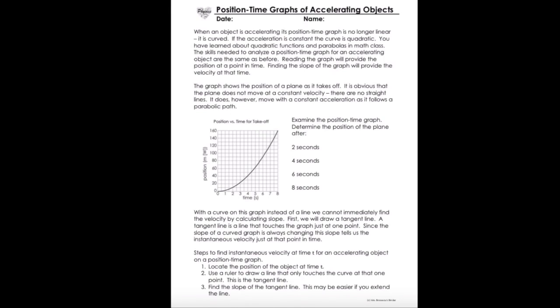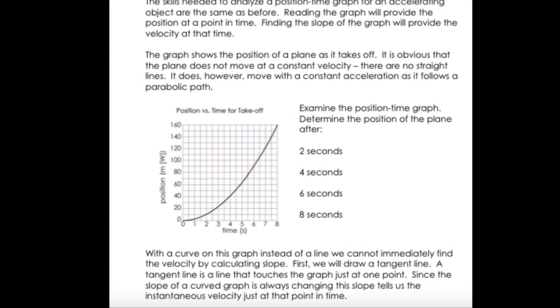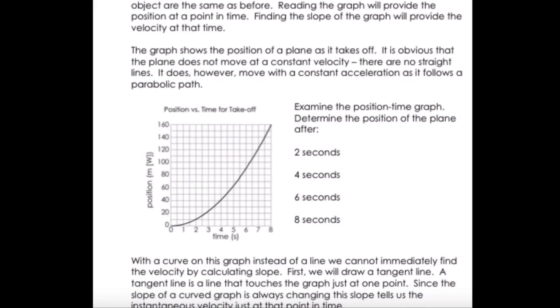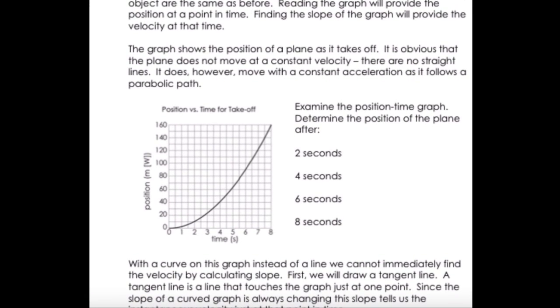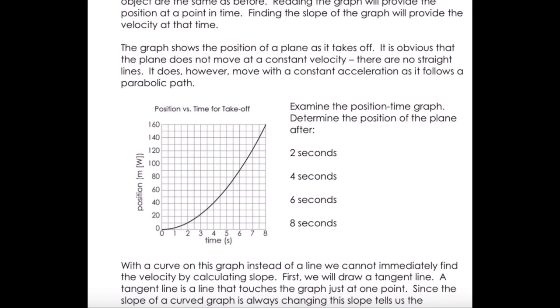We actually have an accelerating object as it takes off. Obviously whenever a plane is taking off, it's not moving at a constant velocity. It's slowly over time, or actually more quickly over time, speeding up. So the velocity is not constant throughout. It's constantly speeding up or accelerating in order to take off.